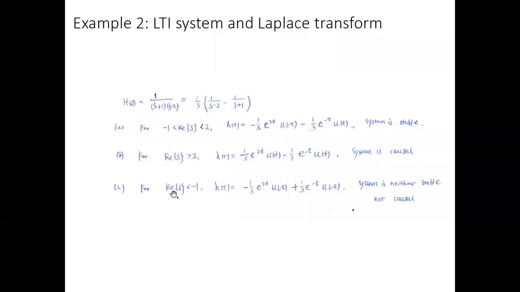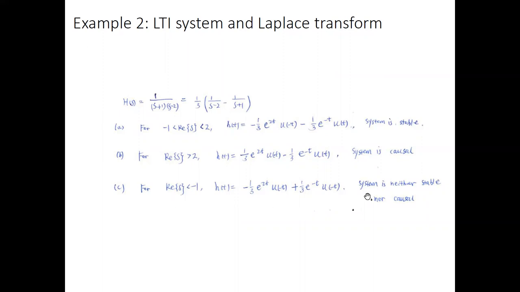And for this case, the system is not stable because the region of convergence is to the left. Remember that for the system to be stable, the region of convergence should be to the right. Therefore, the system is not stable in this case. The system is not causal because for the system to be causal, the region of convergence should contain the imaginary axis. But real part of s to the left of minus one obviously does not contain the imaginary axis. So the system is not causal.